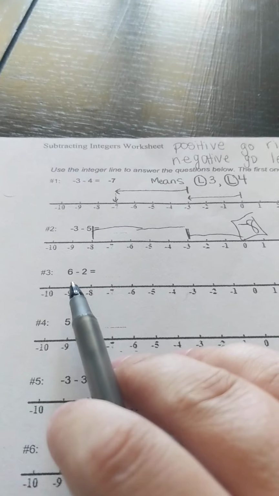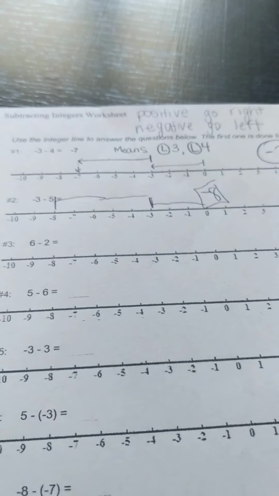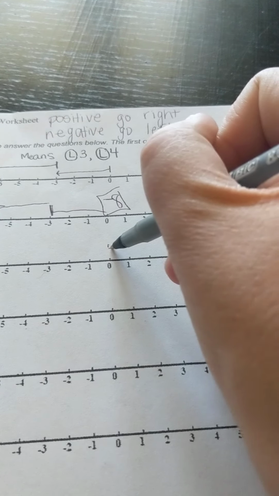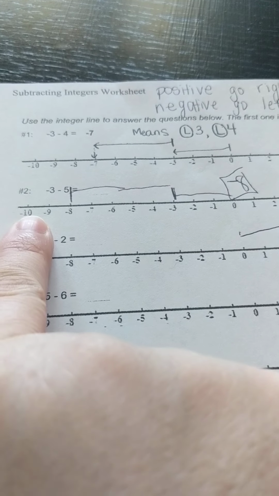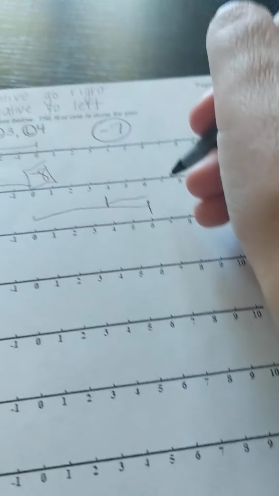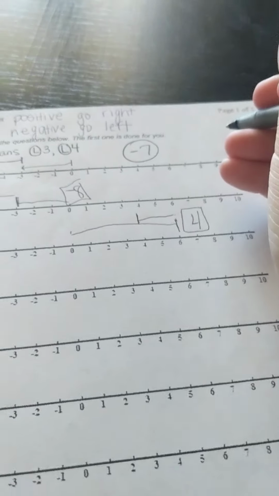Okay, number 3, 6 minus 2. So again, we'll look at the first number, 6. 6 is positive, so we're going to go to the right. And then we cover up the next part. So we see negative 2. Negative, we go to the left. So we're going to backtrack from 6 and go to the left 2. So now we get the answer of 4.